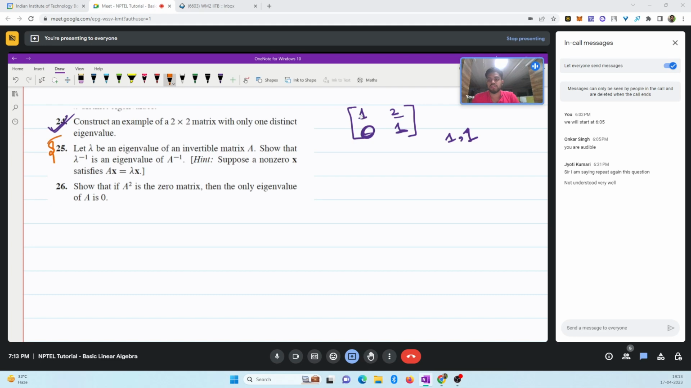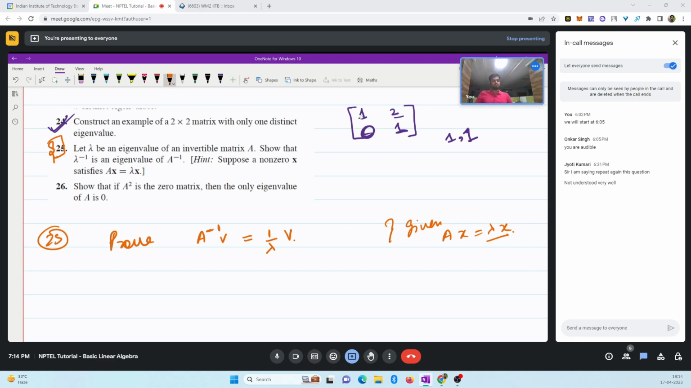Okay, this is the next question. It is saying, let lambda be an eigenvalue of an invertible matrix A. Show that lambda inverse is an eigenvalue for A inverse. So for 25, what you need to prove is that A inverse of some V is 1 by lambda V, and you are given that Ax is equal to lambda x.